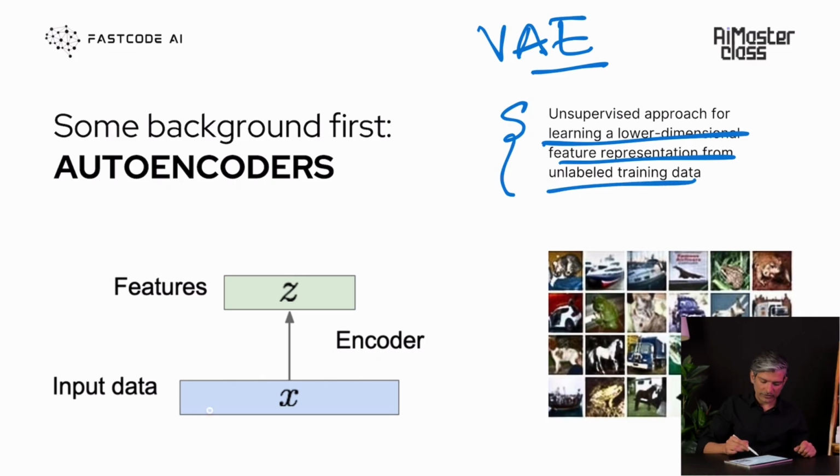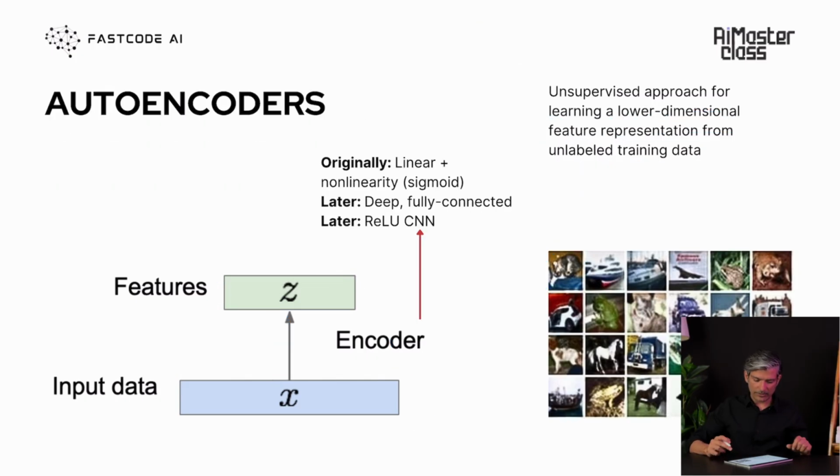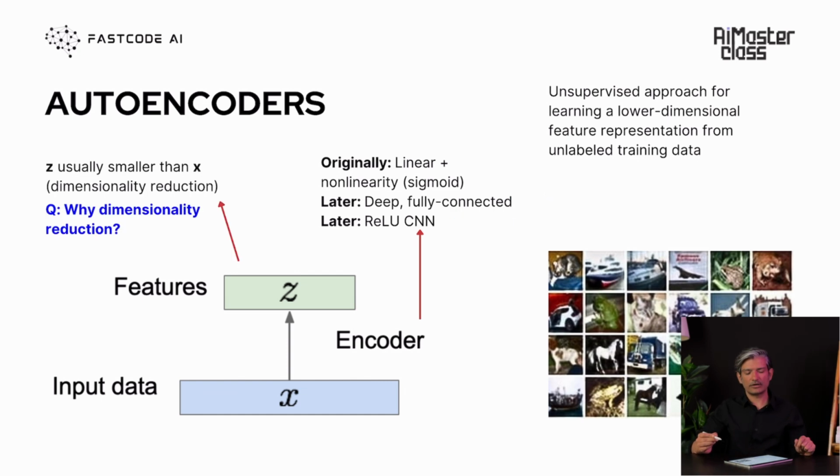What we do is we start with our input. X can be an image such as this one. We encode it. We have a network which goes down to Z, and then from there... originally we used models such as linear plus sigmoid. Later we started using deeper, fully connected networks, or later even ReLU and CNNs. And we still use ReLU and CNNs for the VAE. We don't use transformers, to the best of my knowledge.